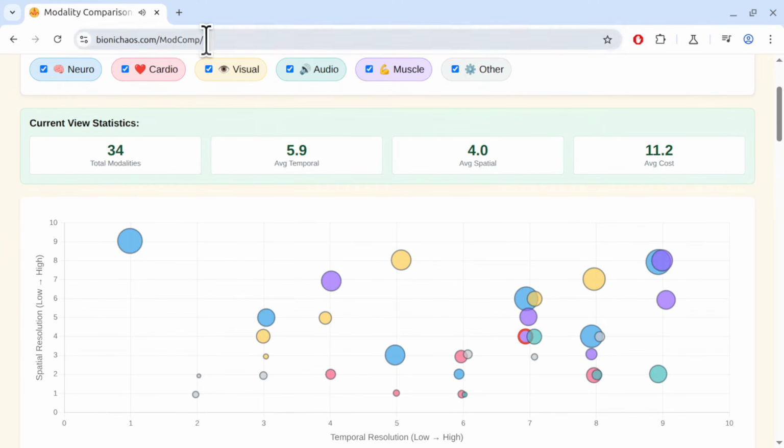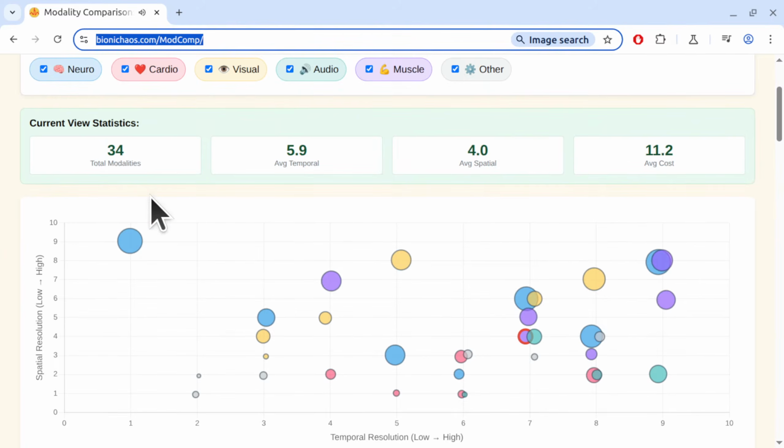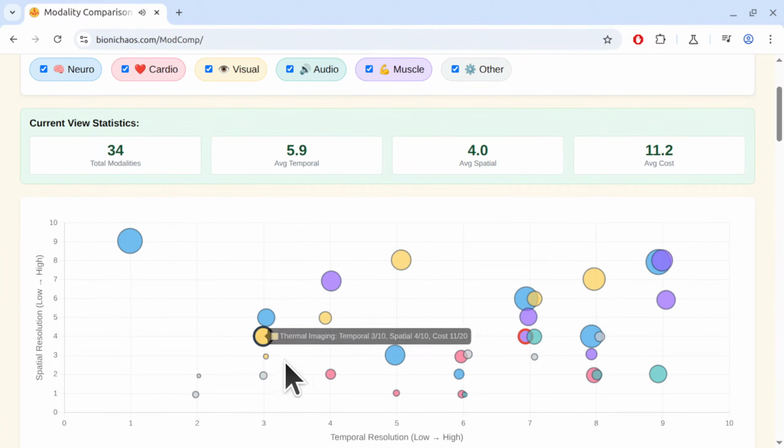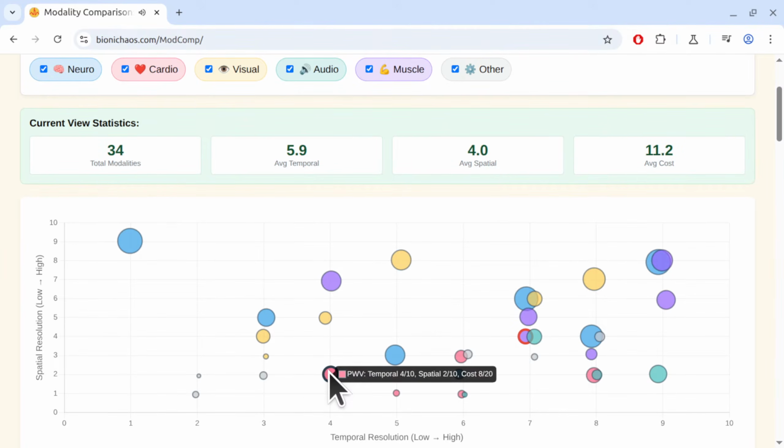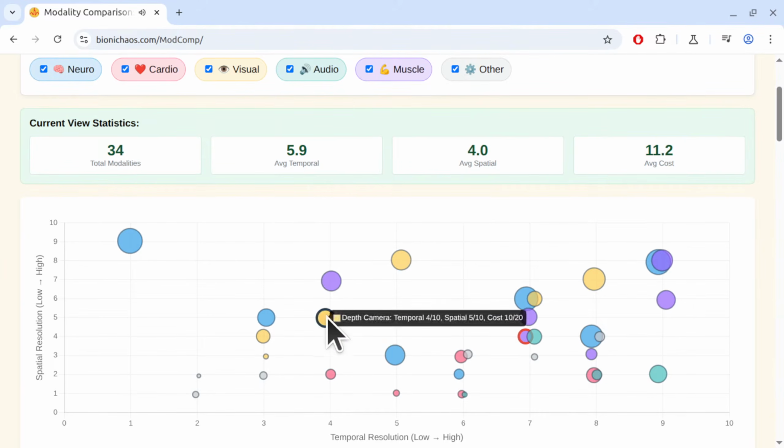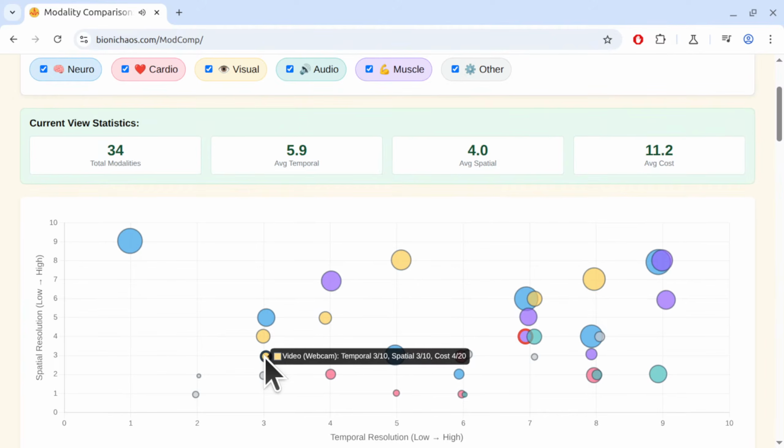Yeah. And then there's the standard webcam, the workhorse. Totally. Rated 3 temporal, 3 spatial, and a very friendly 4 for cost. Great for video calls, basic UI stuff. But you're not going to read the titles on the books behind someone or track superfine movements. Not a chance. It gets the basic job done.